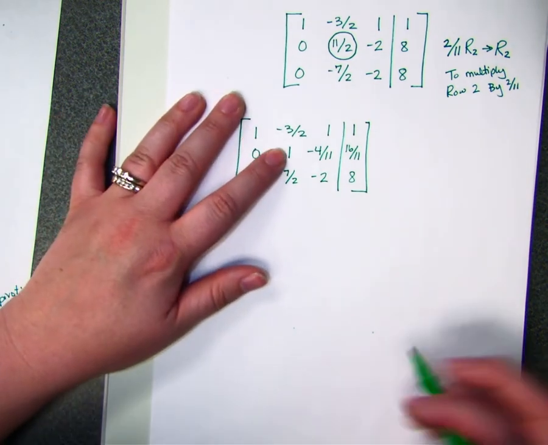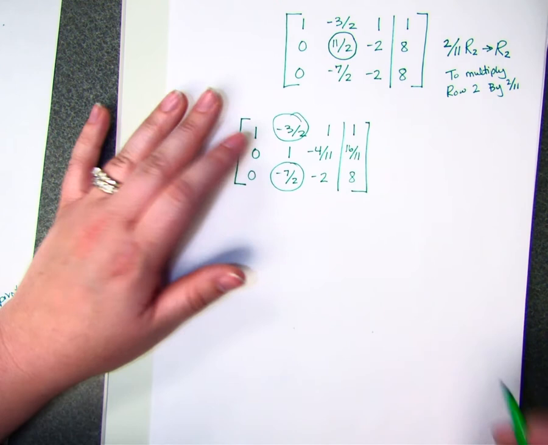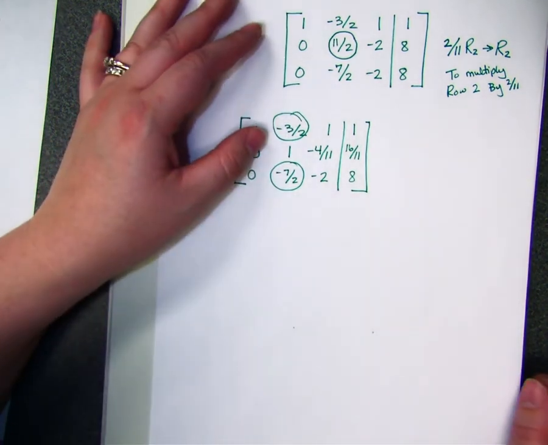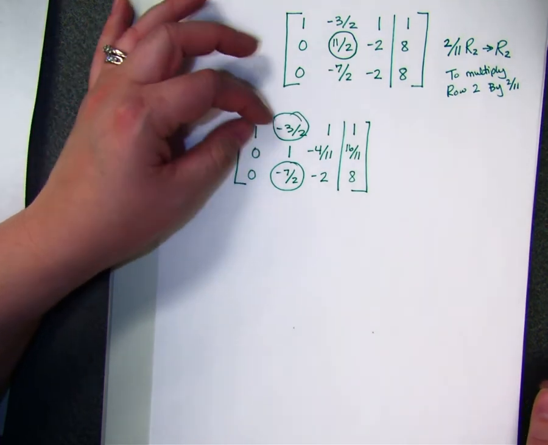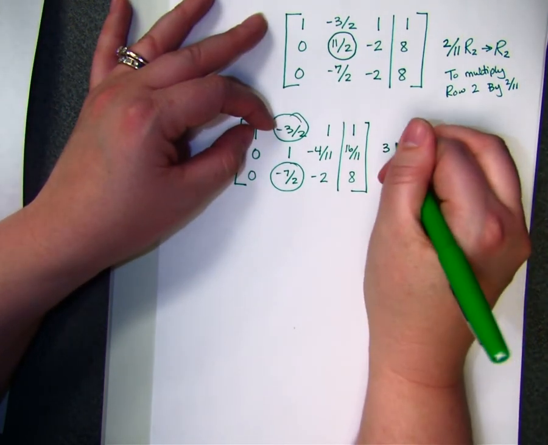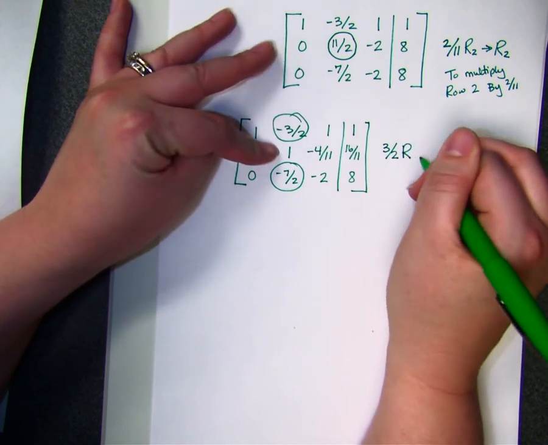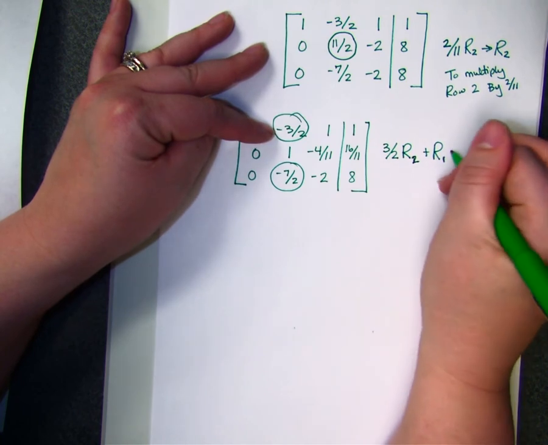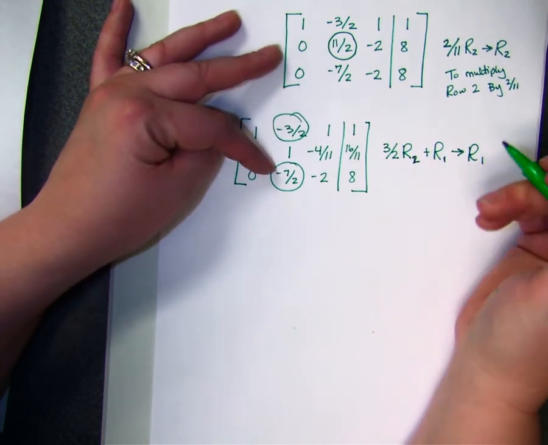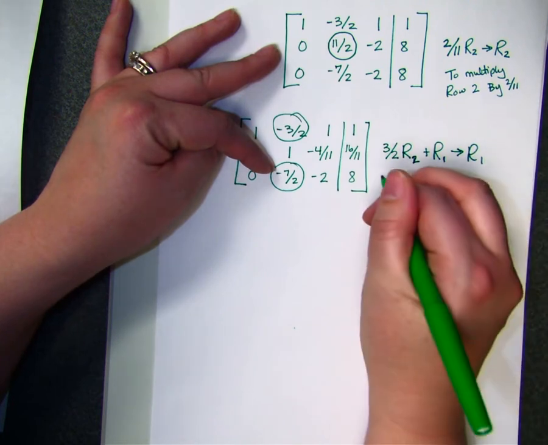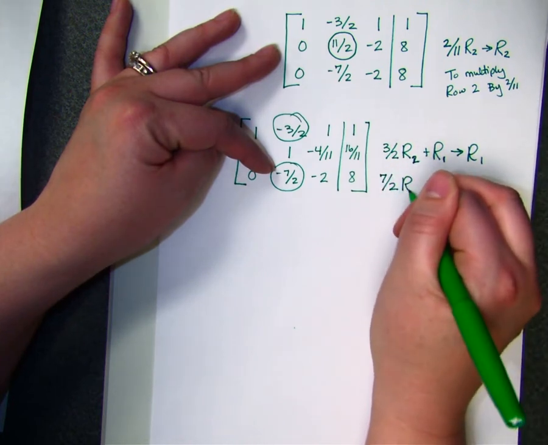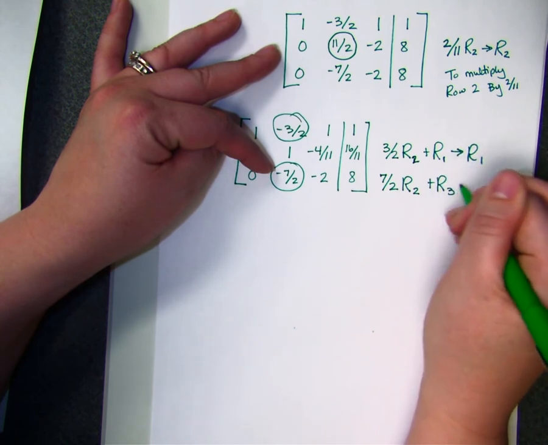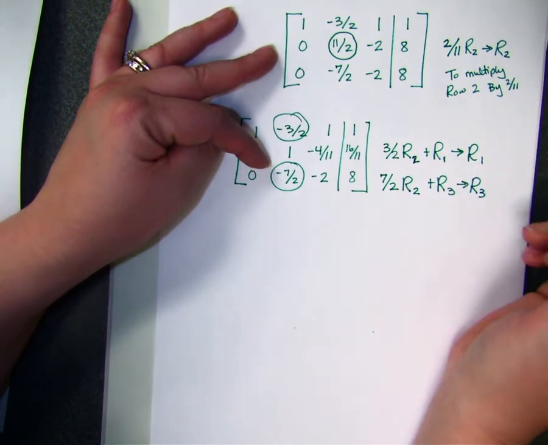Okay, now that we've turned this into a 1, we need these two numbers to turn into zeros. So the trick for getting a 0 is always opposite sign times the 1. So the opposite sign of negative 3 halves is positive 3 halves times our 1, which is in row 2, plus that row that we wanted to change to create a new changed row. And same thing here, how do we get a 0? Opposite sign, so 7 halves times that row that has the 1 in it, plus the row we wanted to change becomes a new changed row.